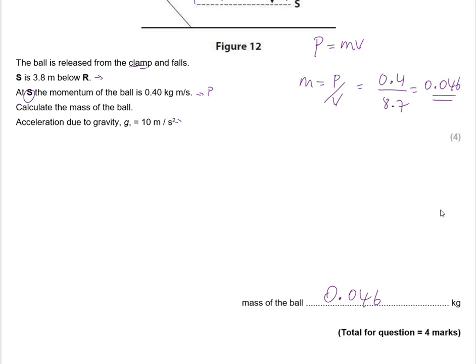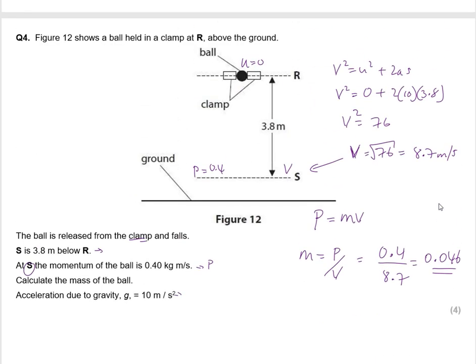It's kilogram. Okay, so this is what you need to do. First of all, you can remember the equation for momentum is p = mv. Now you need to ask yourself which velocity to use. The question tells us that momentum is at s, so I need to work out the velocity at s. So how can I work out the velocity of s? This is how I can work this out.